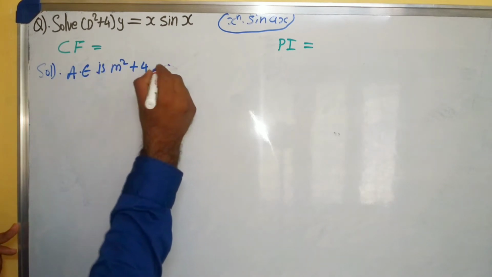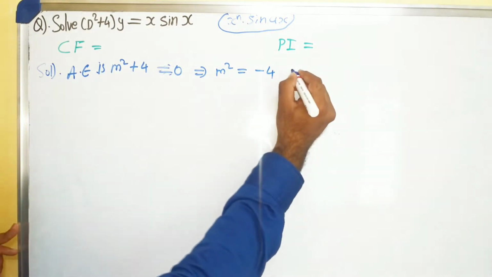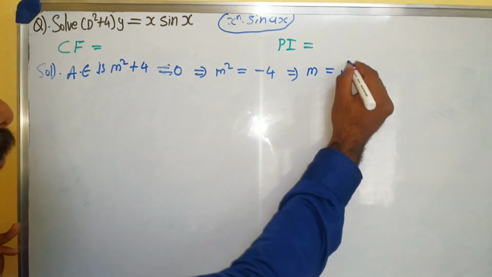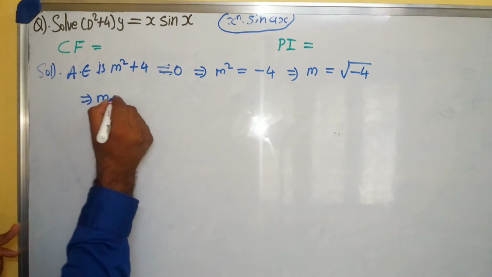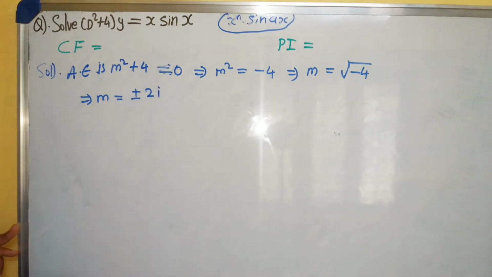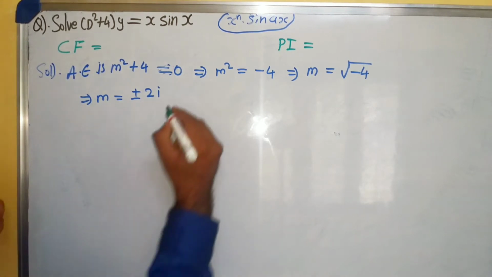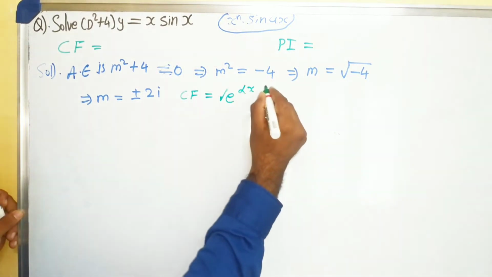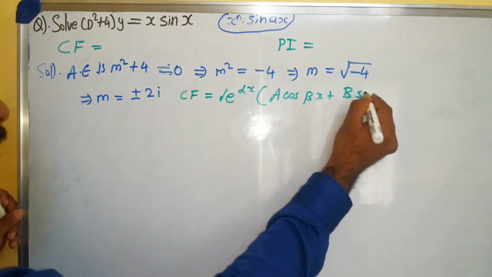is equal to 0. That implies m square equal to minus 4. That implies m equal to square root of minus 4, right? So it becomes plus or minus 2i. So it's in the format of plus or minus 2i, an imaginary number. For the imaginary condition, we know the complementary function formula is e to the power alpha x into a cos beta x plus b sin beta x.